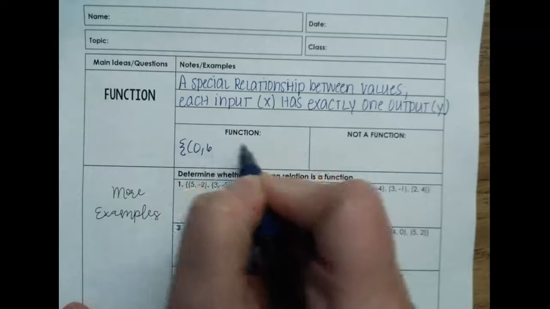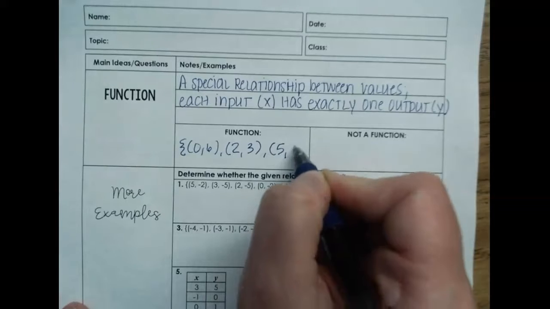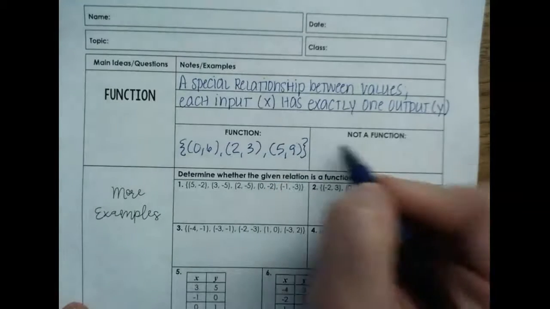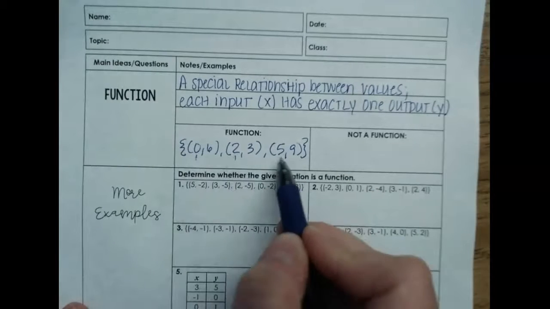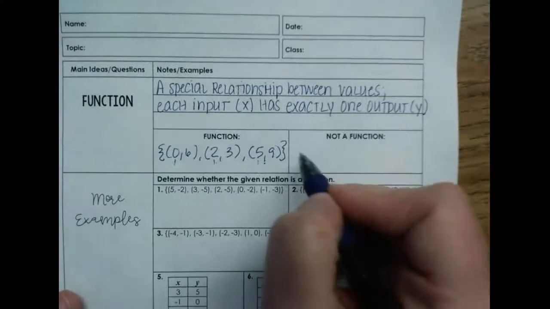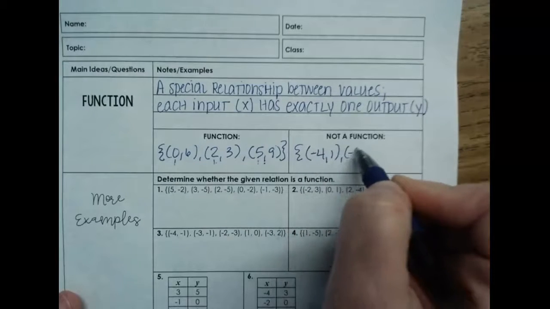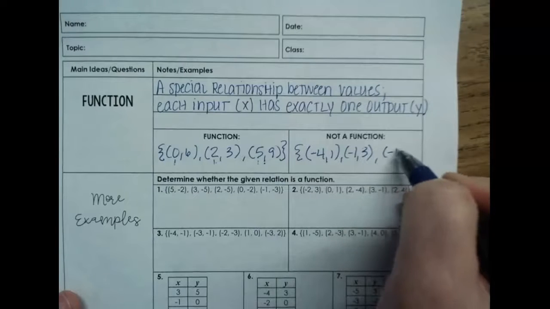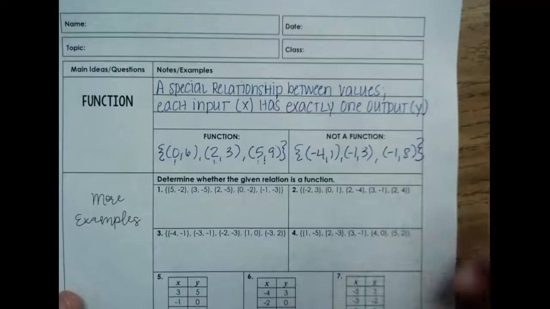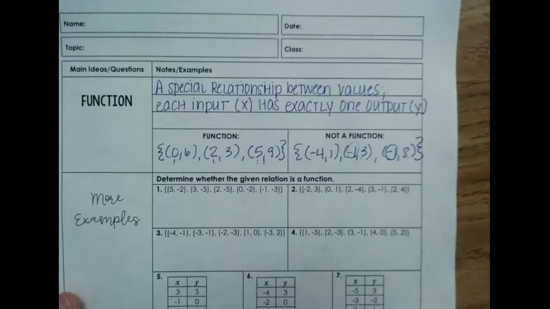say 0, 6, 2, 3, 5, 9, if I look, I have a 0, I have a 2, and I have a 5. None of the x's repeated, so I'm okay there. But if I look at this one, this x value, -1, was used here and here with two different outputs, so that is not going to be a function. So that's what we're looking for. We're looking for x values that repeat.